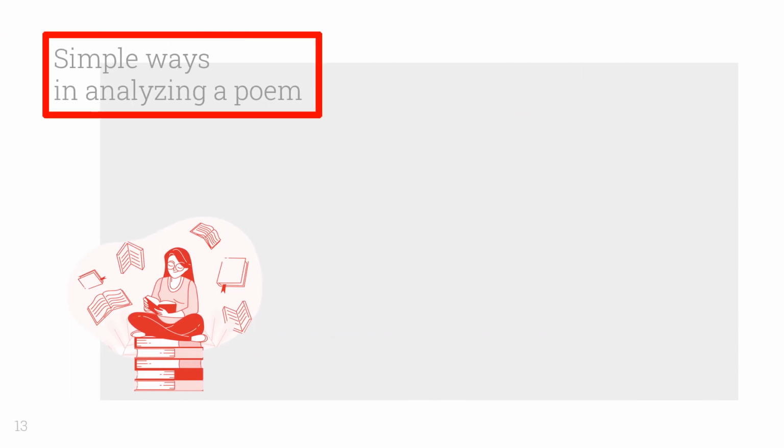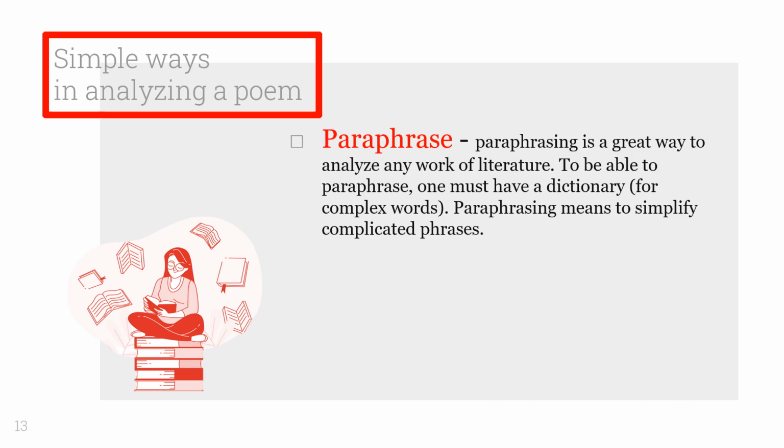Another proven and tested way in analyzing a poem is paraphrasing. So it is a great way to analyze any work of literature, especially poetry. To be able to paraphrase, one must have a dictionary. Again, as I've said before, poets love using creative language, lyrical language, and even words that aren't used in daily conversation. So a dictionary comes really handy for complex words or phrases.